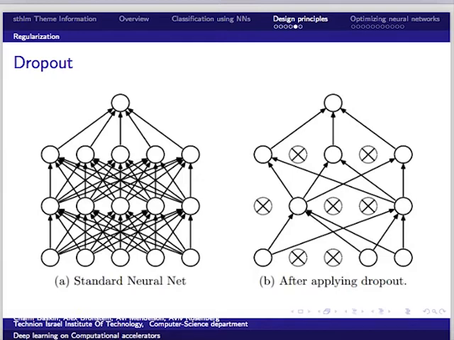Any questions until here? Is dropout implemented in PyTorch? Of course, yes.